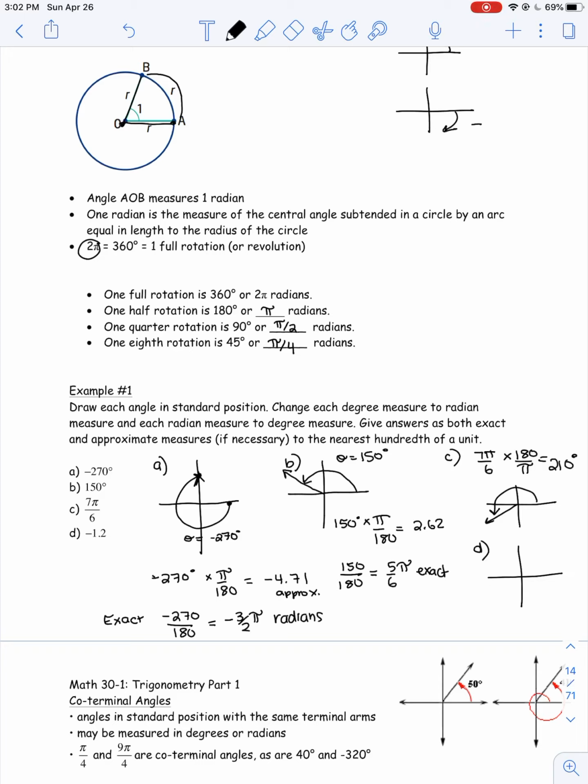And for D, we have negative 1.2. Now, if you don't see that degree symbol, that means you are in radians. So negative 1.2, we're going to have to multiply by 180 over pi.